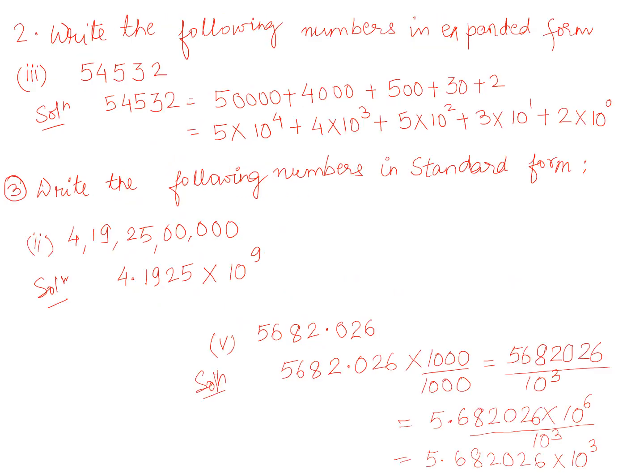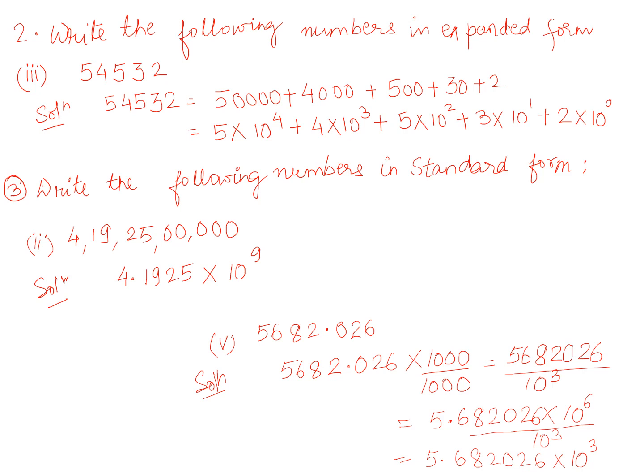Question number 2. Write the following numbers in expanded form. We have already done this. The number is already given. Write it in expanded form and then write it in the power notation. Question number 3, part 2nd, you have to write the number in standard form. Remember, standard form means we will just write the first digit first. So I wrote a 4 here. After that, I am putting a decimal and then I am writing all the digits after 4. But I am not writing zeros.